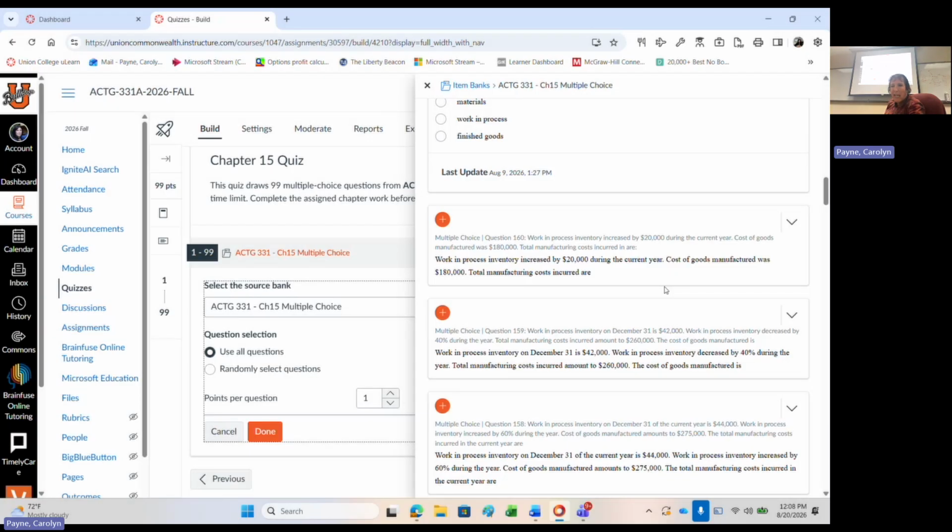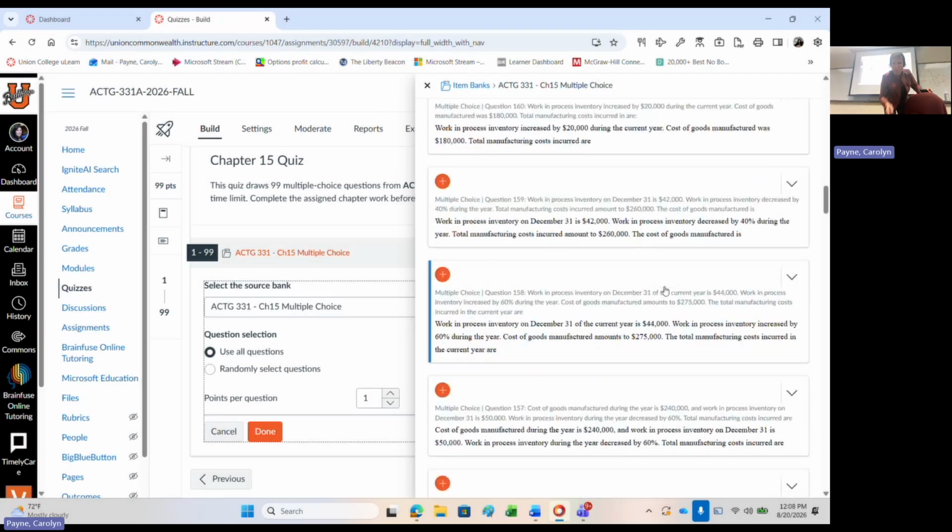All right, let's see. Work in process increased by 20,000 during the current year. Cost of goods manufactured was 180. The manufacturing cost incurred... Work in process increased. Cost of goods manufactured was 180. Okay. So what we're after, we got the same formula. Which formula do we use? That's a good question. The cost of goods manufactured, right?